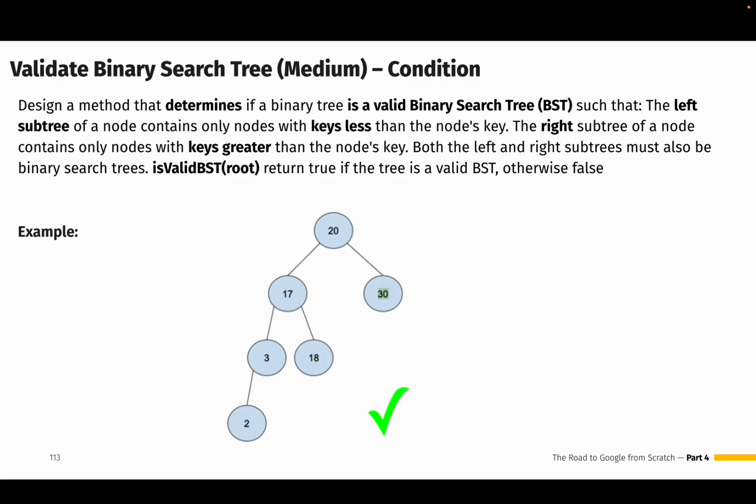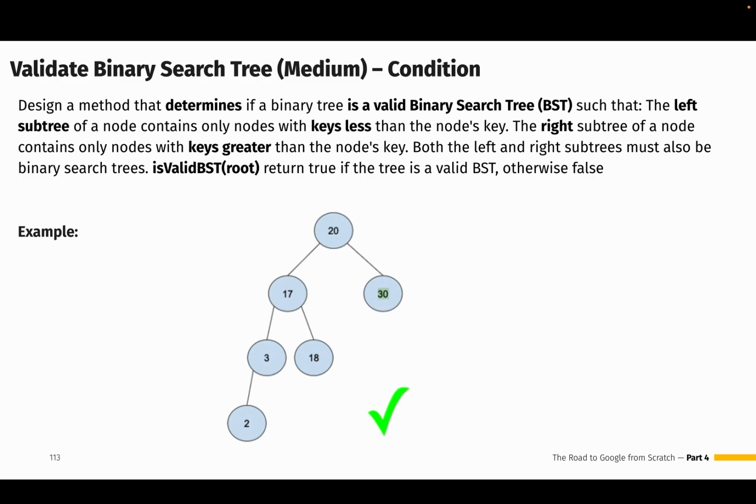First of all, the naming of the task. The task is called Validate Binary Search Tree, which is of type medium. Let's check the conditions. The conditions say that we need to design a method that determines if a binary tree is a valid binary search tree, such that the left subtree of a node contains only nodes with keys less than the node's key, and the right subtree of the node contains only nodes with keys greater than the node's key. And both the left and right subtrees must also be binary search trees.